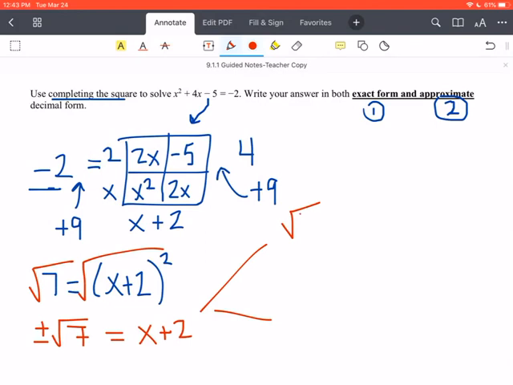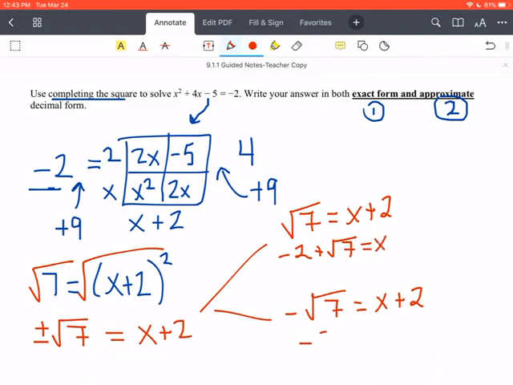So then at this point we have our mini equations. We have the square root of 7 equals x plus 2. And then we have negative square root of 7 equals x plus 2. So from here, let's go ahead and subtract 2. So we have -2 plus the square root of 7 equals x, and then we have -2 minus the square root of 7 equals x.